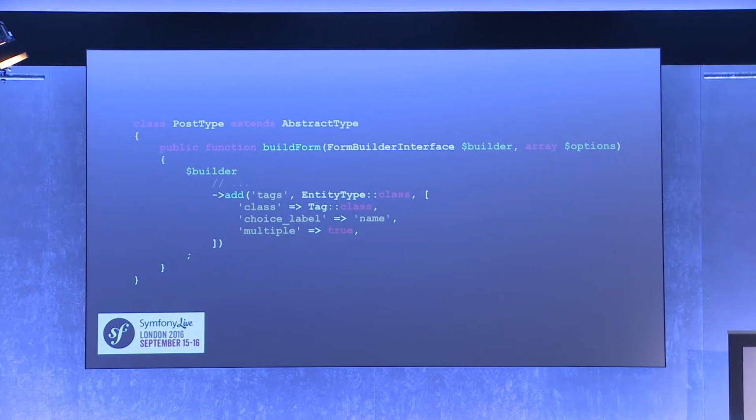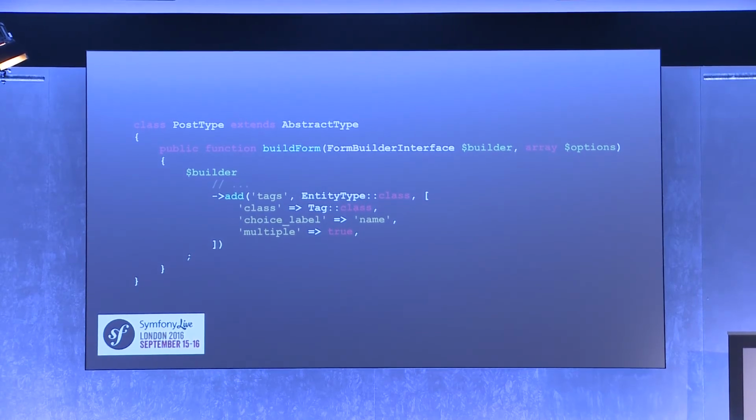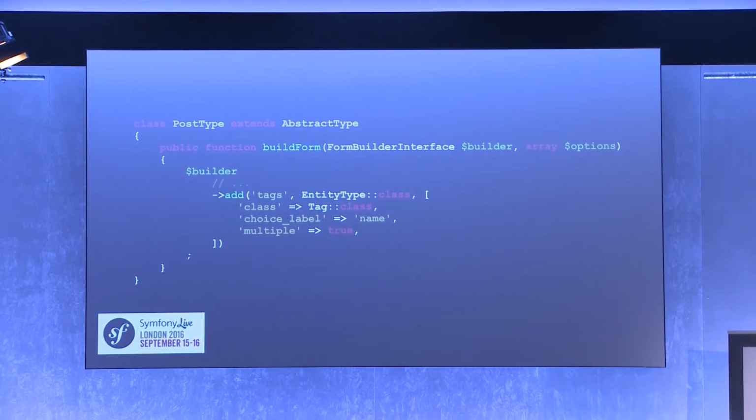Entity type is a cool type because it extends the choice type, but just with a class option, it will get all the entities for us and propose the entities as a choice list. So here, multiple true allows to select many tags, and they will be pre-selected if they were already bound to the post. And the choice label allows to have a meaningful text to choose our tags and not their IDs.